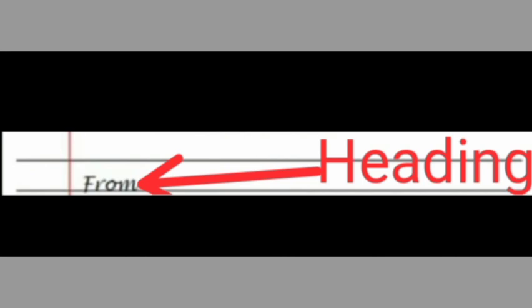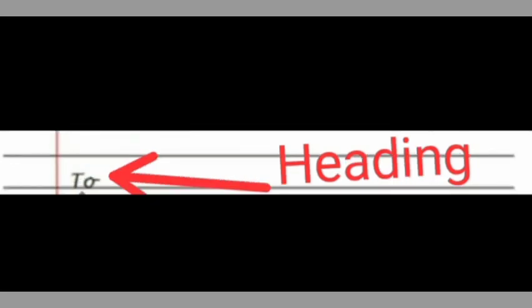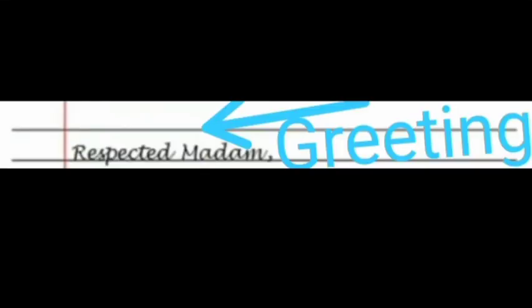From and To come under heading. From is one who sends the letter, and To is one who receives the letter. In the From part, you write your address. In the To part, write the receiver's address. Next, greeting goes after the heading. Next, body. Here you write what you want to convey.